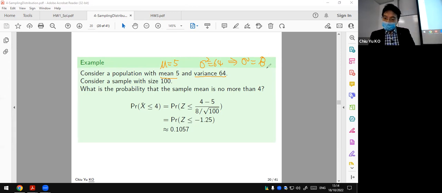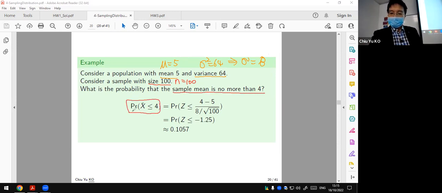Do note that I didn't mention anything about the population. It can be exponential, can be uniform, can be any weird shape. It doesn't really matter. We didn't need to know. As long as we have a random sample of size 100, we can calculate this probability, the sample mean being no more than 4. It's rather surprising, right? Because you don't need to know what the population is.